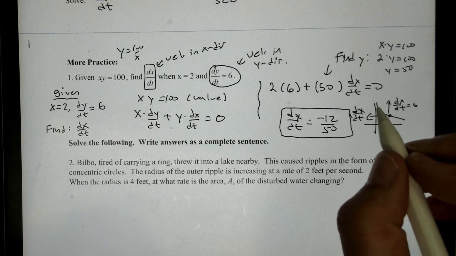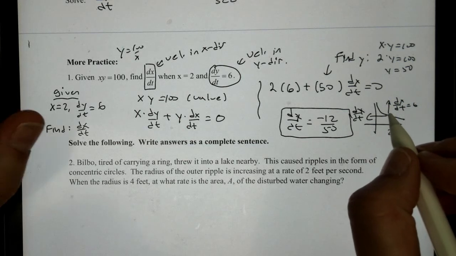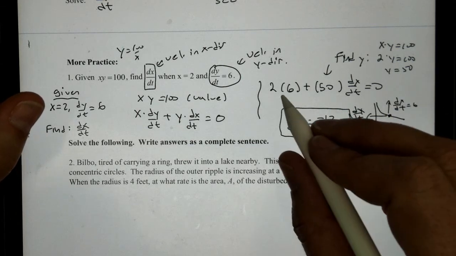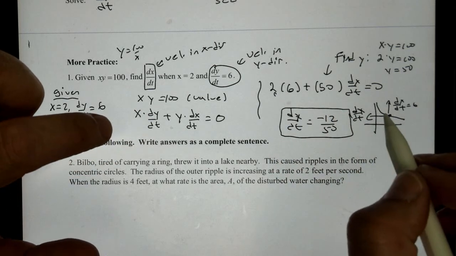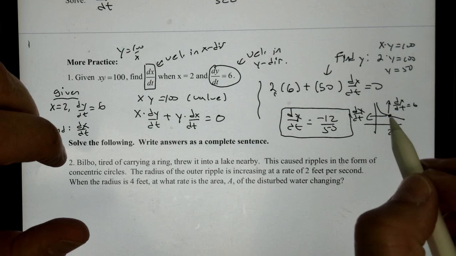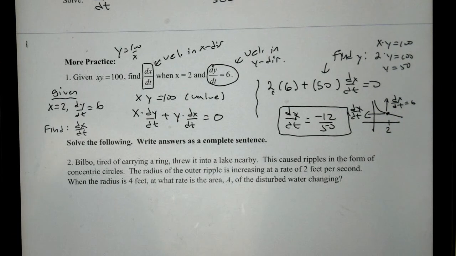So now here's what we know. We can find our position, which we did. It's at x equals 2, y equals 50. And then we also now know its speed in any given direction. Very cool stuff you get to find out. All right, go on to video 2. We'll take a look at some more applications.